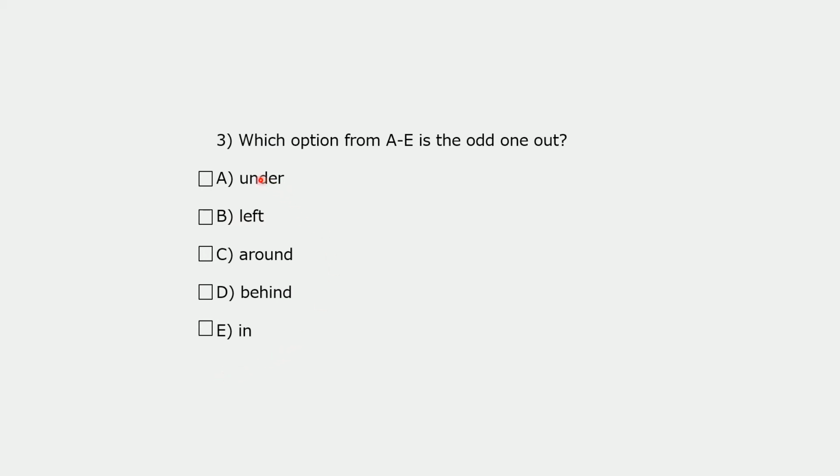Well, A, C, D, E, which are under, around, behind, and in, are all prepositions, while left is more of a direction. Left is more of a direction. So, we should know that B is the right answer.